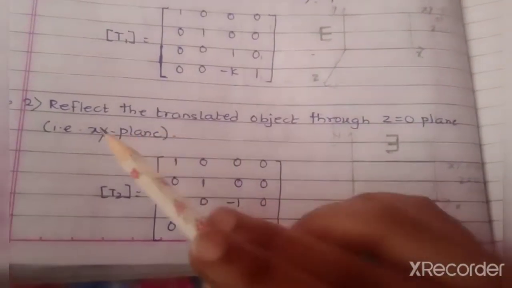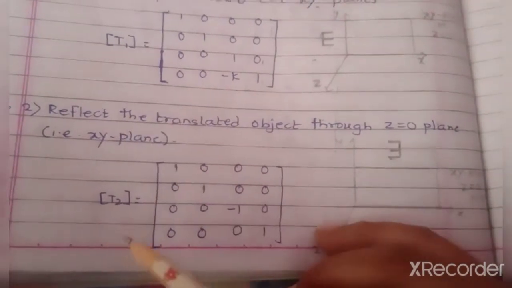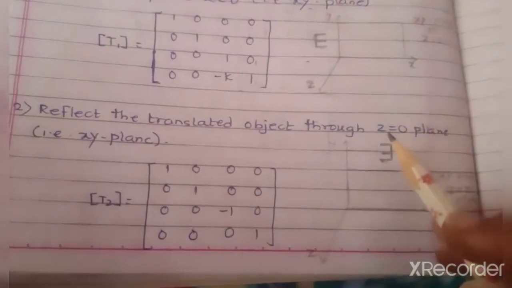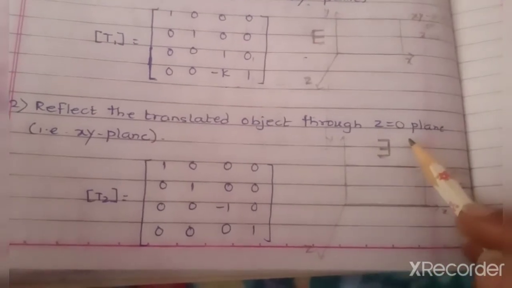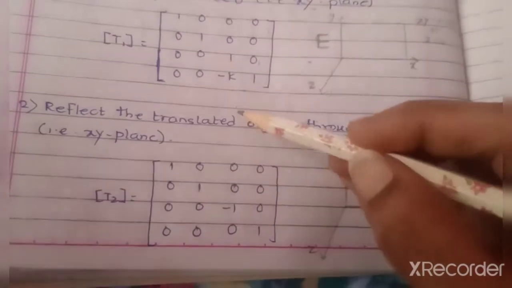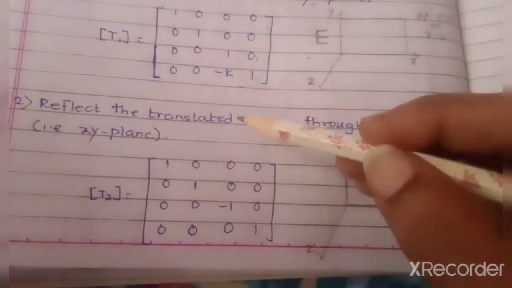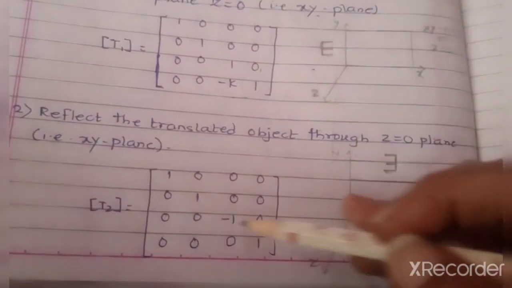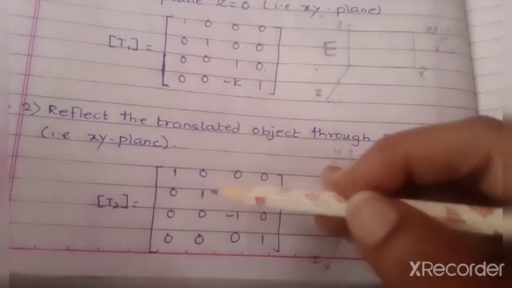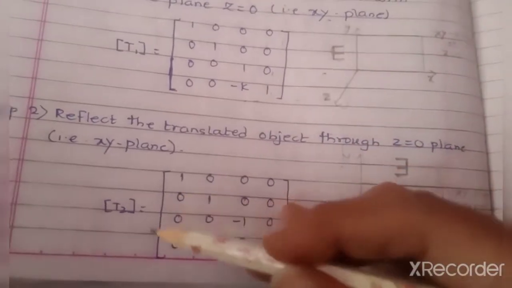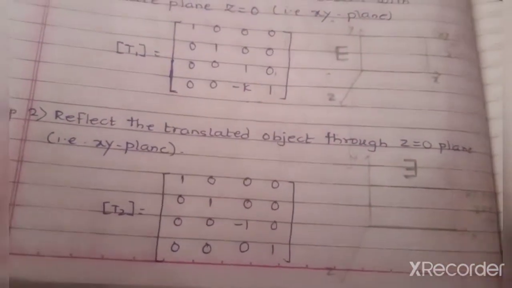For that we use the reflection matrix T2. Again, the reflection is through the z equal to 0 plane. So in the reflection matrix, for the z, the third column and third row entry is -1, the other diagonal entries are 1, and the remaining off-diagonal entries are 0. Now on to the next step.